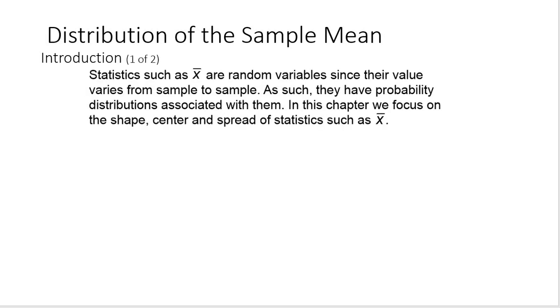Statistics such as the sample mean, x bar, are random variables since their values vary from one sample to another. As such, they have probability distributions associated with them. In this chapter, we're going to focus on the shape, center, and spread of statistics such as the sample mean.